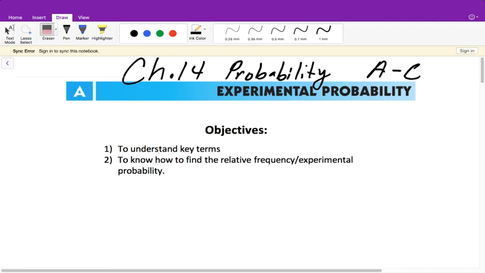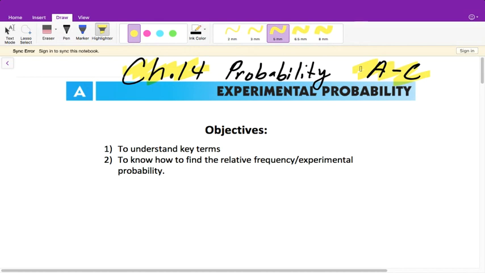All right, so we're starting the next chapter, which is chapter 14. In this video, we're going to cover sections A through C. You said that you have learned some probability before, and the beginning is pretty basic, so it is something you should have seen before at some point. So we are going to go through it kind of quickly.